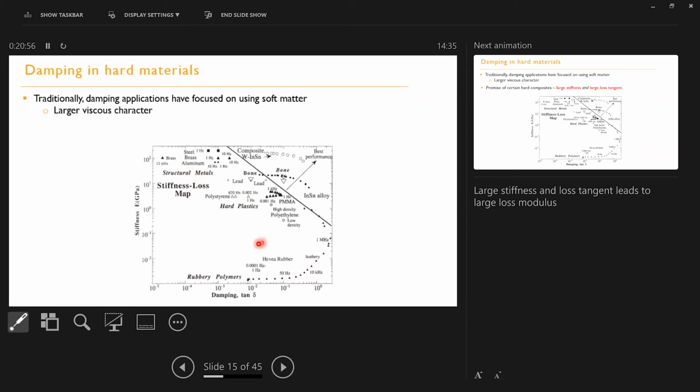Okay. So there are some materials that people have started exploring in the recent past, where you create a composite structure. Okay, composite made of soft materials and hard materials, so that you simultaneously have high stiffness and also high loss tangent. Okay. So this is where we are targeting. We are targeting some composite structures that are made of soft materials and hard materials, right? That will give us both the properties.